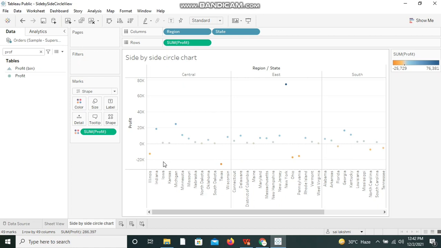So this way we can use this visualization, we can use side by side circle chart to compare multiple measures and dimensions and get a deeper analysis.